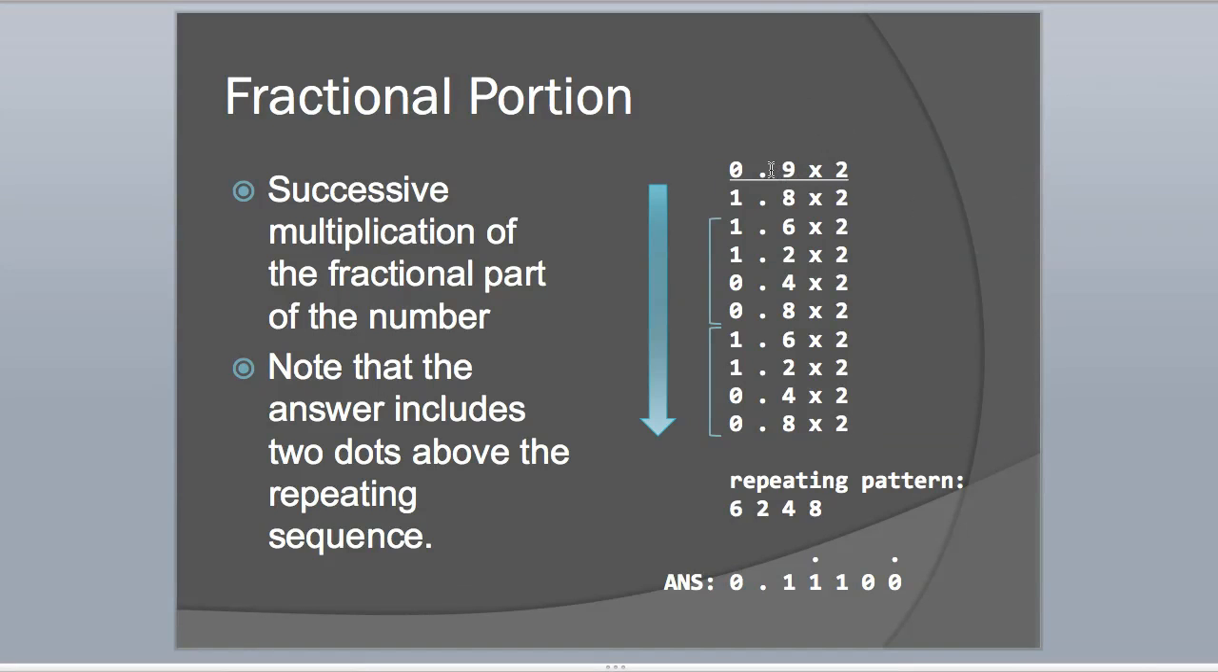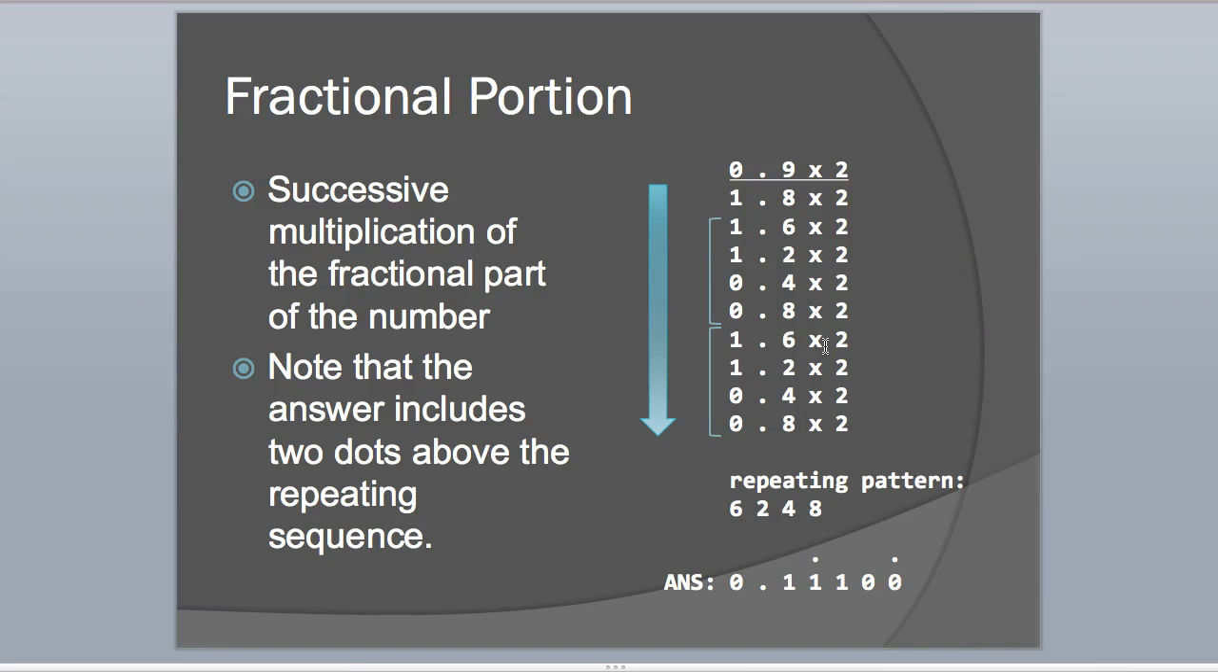All right, so we have 0.9 times 2 is 1.8. So I am concerned about the 0.8. So I'm going to multiply 0.8 times 2 is 1.6. 0.6 times 2 is 1.2. 0.2 times 2 is 0.4. 0.4 times 2 is 0.8. 0.8 times 2 is 1.6. 0.6 times 2 is 1.2. Are you seeing a pattern here? 0.2 times 2 is 0.4, and 0.4 times 2 is 0.8. So we have a repeating pattern that's going on here.